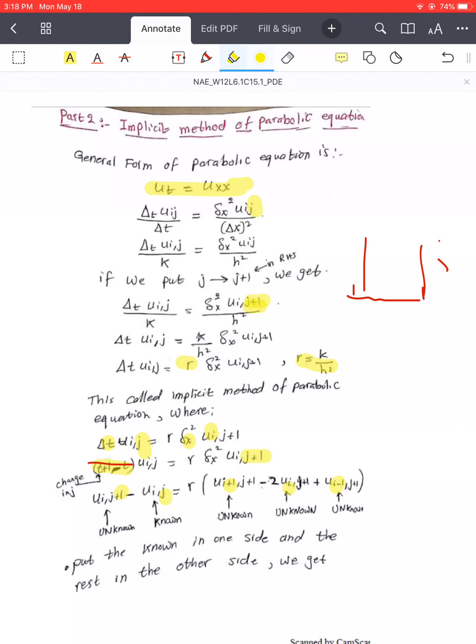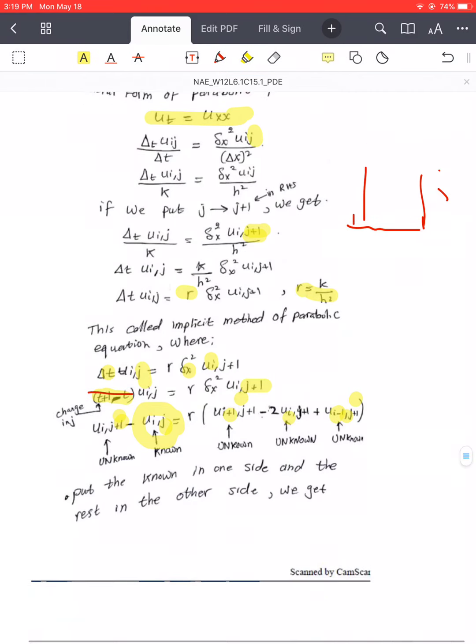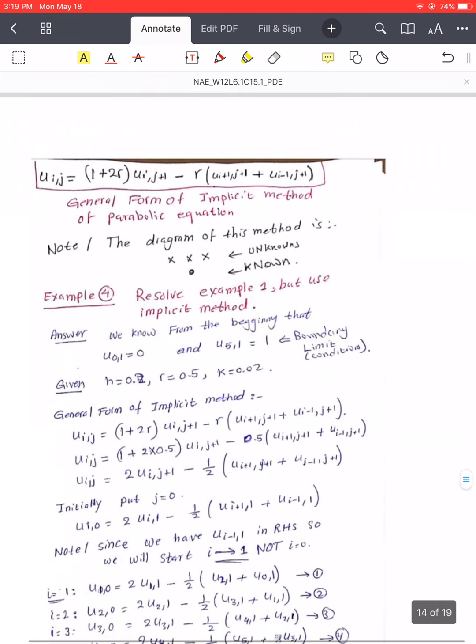We would like to rearrange it, put j plus 1 on the left hand side, and j on the right hand side. You can see this is unknown, unknown, unknown, and this one here is the only one known. So this one should go to the right hand side. But anyway, it seems they put it the other way, the right hand side on the left hand side. But there should be no problem.